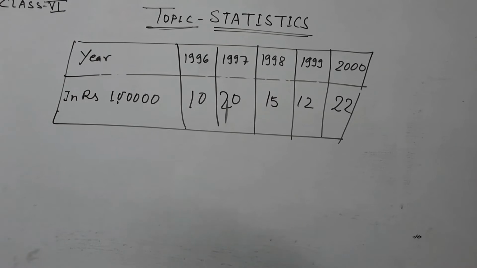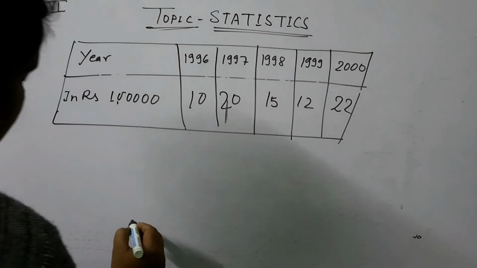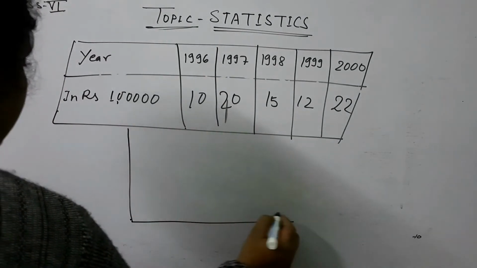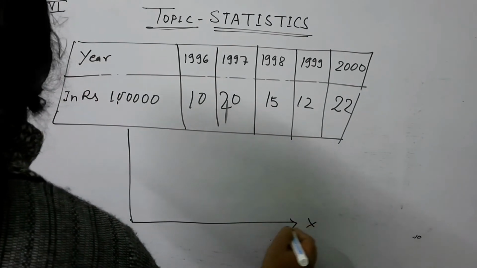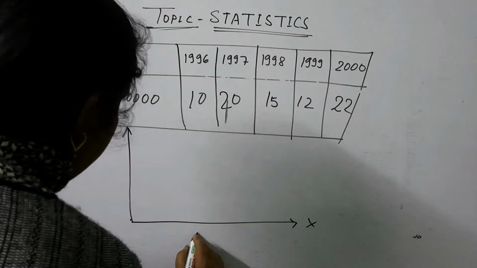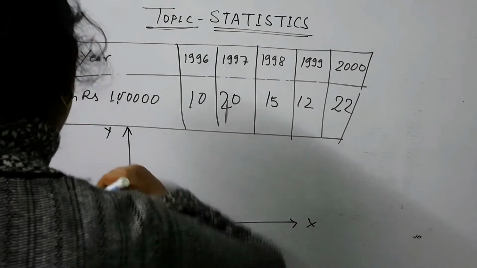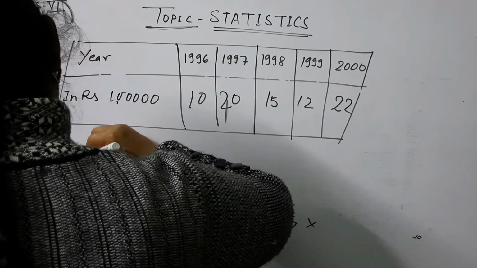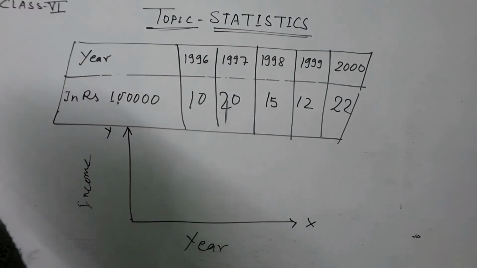So how will we represent it? We will make a column, a straight line. Then one vertical line we have to draw. This line should be the x-axis and this one is the y-axis. Here we have to represent the year, and here we have to represent the income, the yearly income.